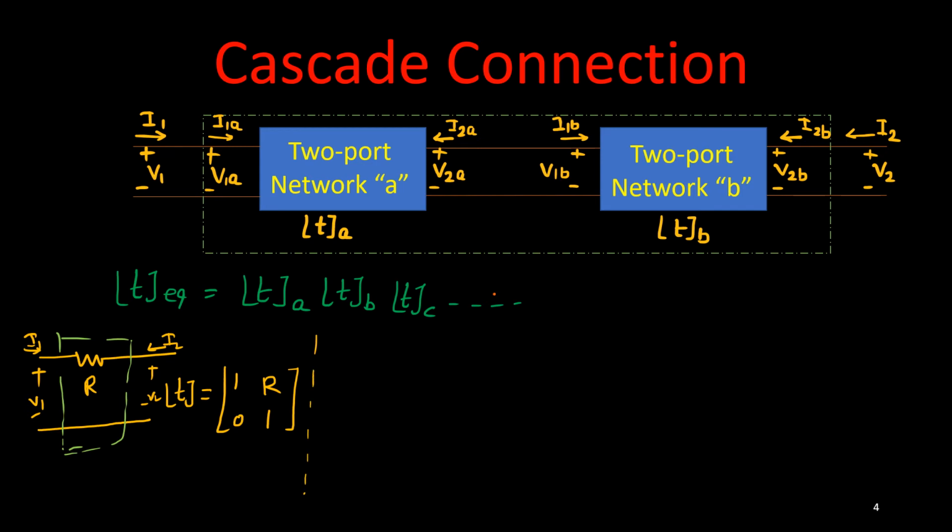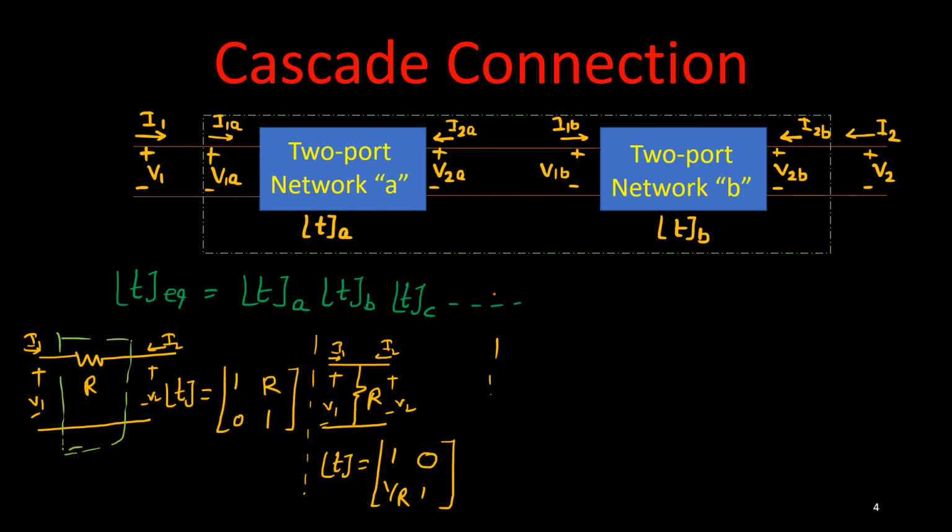And for this one, if this is R, again this is V1 and V2, I1 and I2, then the T parameters are very simple. Again the reverse voltage gain and reverse current gain are both 1. This time the resistance term is 0, and the admittance is 1 upon R. These two we had used earlier.